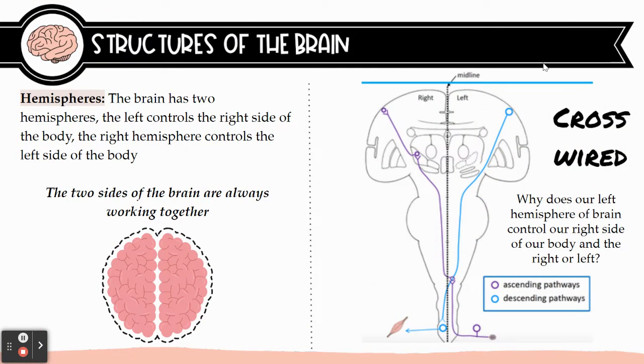So the brain has two hemispheres. They are cross-wired, meaning that the left side controls the right side. So when you move the right side of your body, the left side of your brain is telling the right side of your body to move, and vice versa. So the right side's telling the left side.